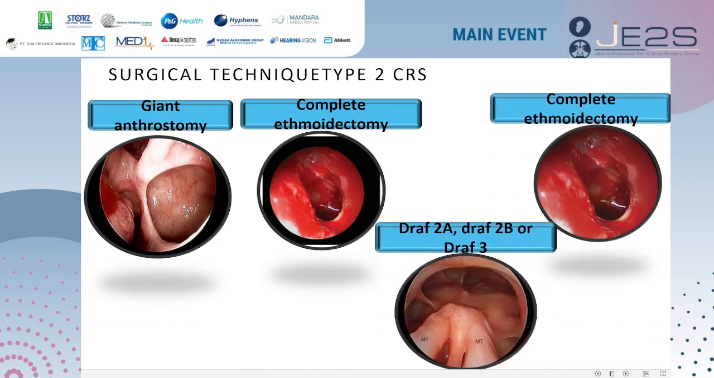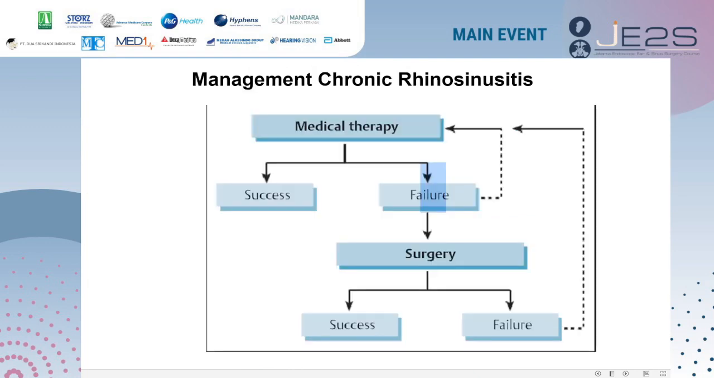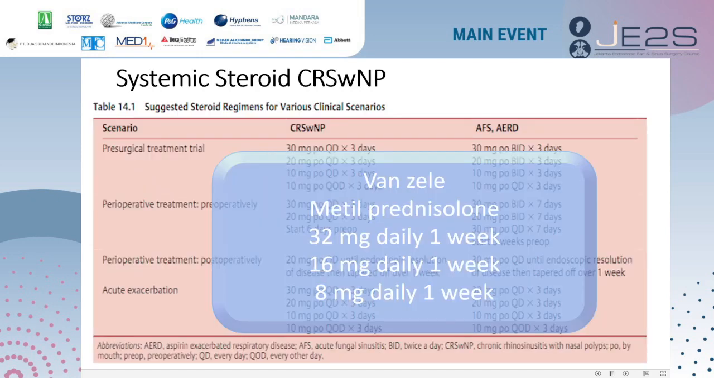Okay. There is an algorithm, especially for type 2 or intractable disease. First, the patient has to receive medical treatment, because the etiology is inflammation. We give anti-inflammation medical treatment and then continue with surgery. After surgery, if it fails, we go back again to medical treatment, maybe with high dose steroid or nasal steroid irrigation.